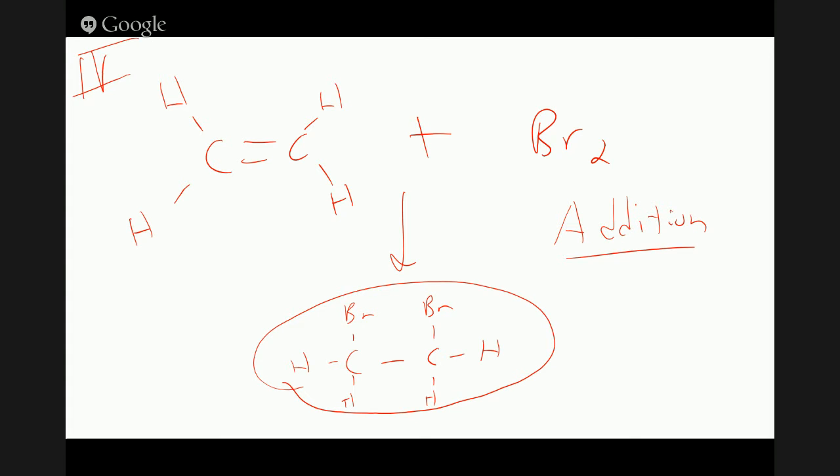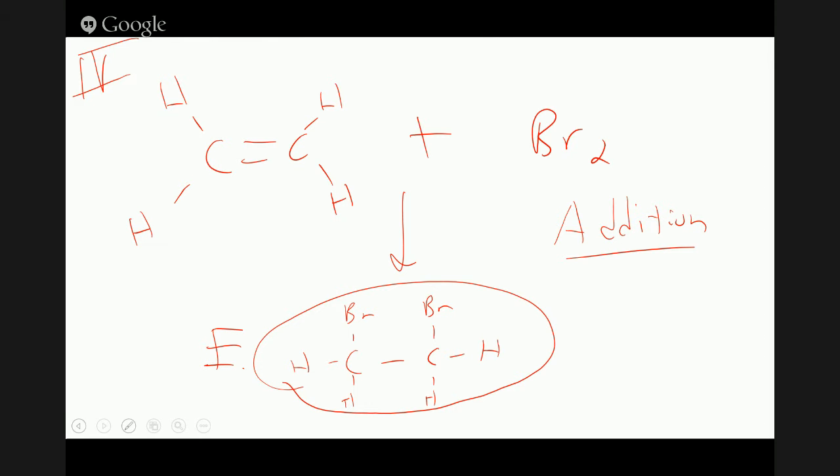So that's product E. I particularly like that review question because it gives you a little bit of everything, not quite everything, but a fair amount of everything that we did in organic. So that was from review sheet 10.2C, question 2I.